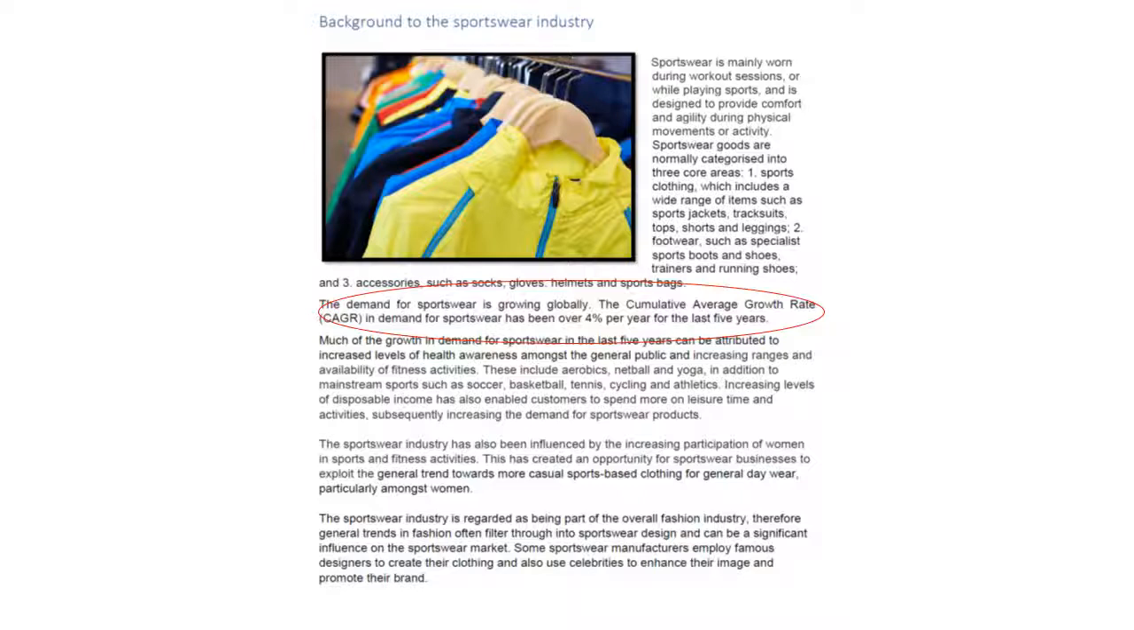This growth is explained by an increasing awareness of the importance of a healthy lifestyle and the role which sports play in this. There is also a trend of wearing sportswear as general day wear, particularly by women, we are told. This section does place sportswear in the fashion industry, which is worth bearing in mind as we work through.